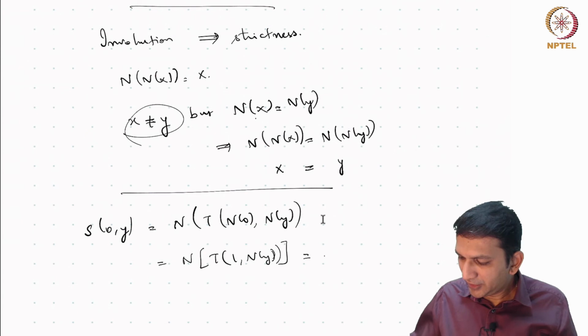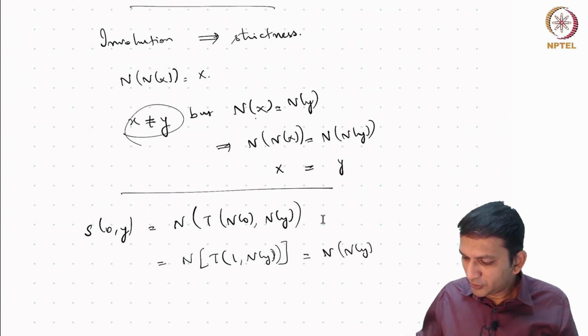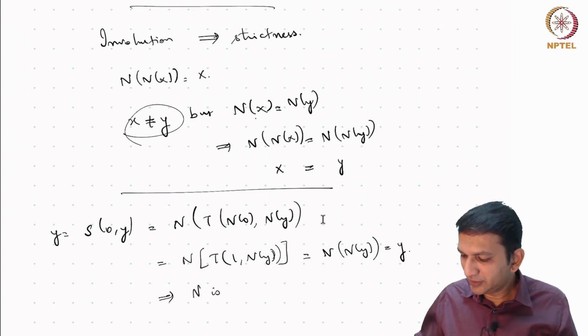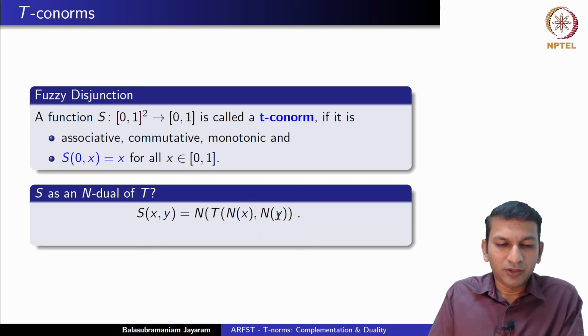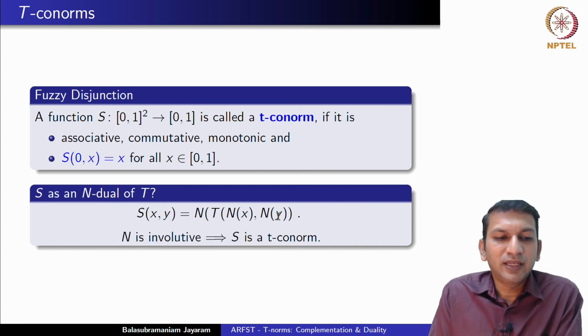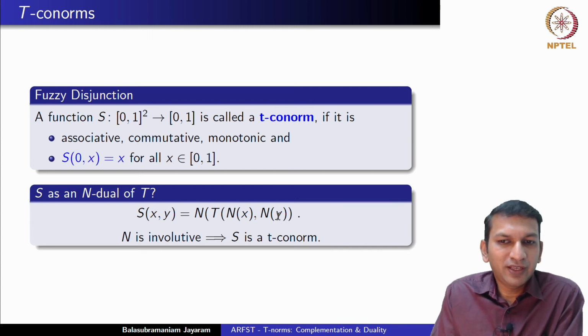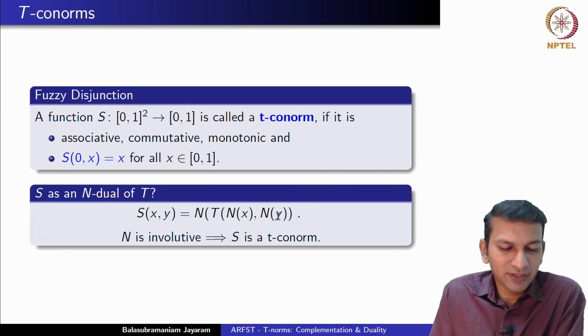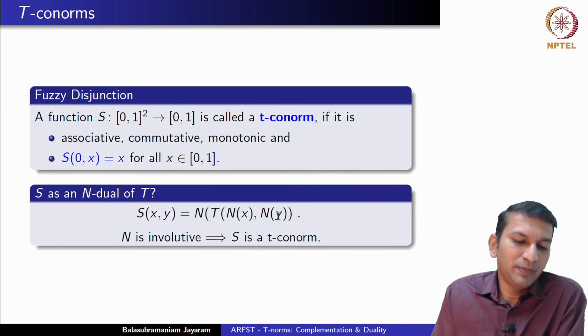This is N of y. So now if you want this to be y, it is clear that this implies N has to be an involution. Now what about associativity? Yes, if N is an involution, then you can easily see that it will also be associative, much like in the case of taking the additive generator F circle F inverse. The N circle N will be identity.